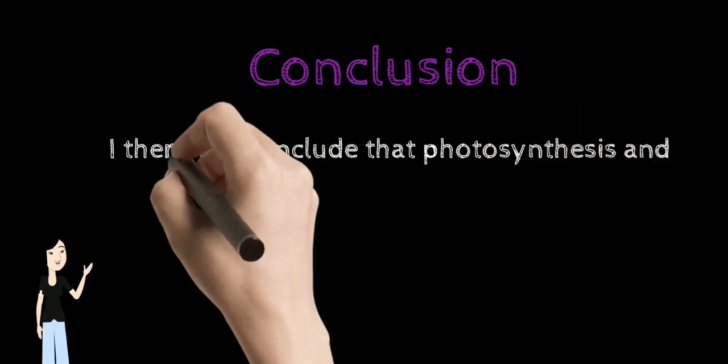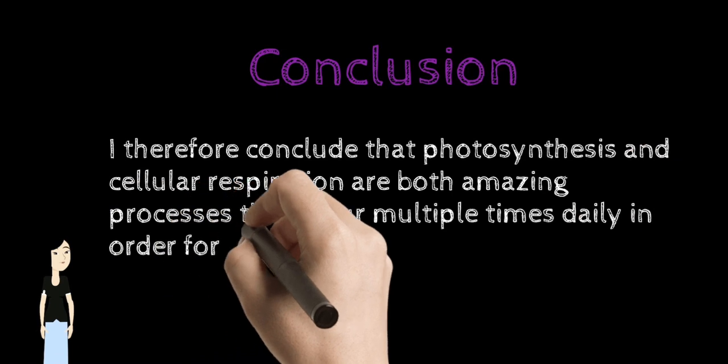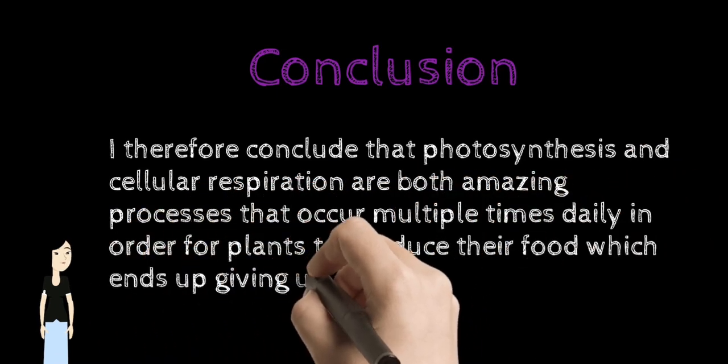Conclusion. I therefore conclude that photosynthesis and cellular respiration are both amazing processes that occur multiple times daily in order for plants to produce their food, which ends up giving us oxygen.